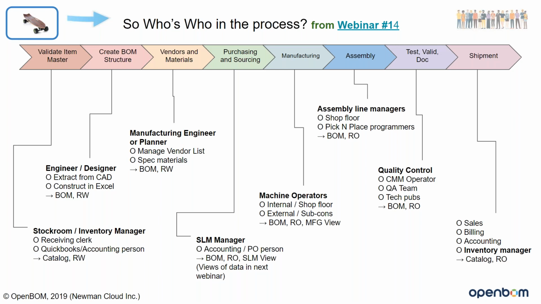It might be just a bill of material. Maybe they're a contributor. Maybe they update inventory or cost values. Maybe they need to have write access to that item master, that catalog. Maybe they're a consumer. Maybe they're in the assembly line, or maybe they're a machine operator who is actually cutting parts. And they need access to the BOM, but maybe it's only read-only, and maybe it's only in a particular view. That's what we're going to dive into here today. What is the view of that data that these individuals need?